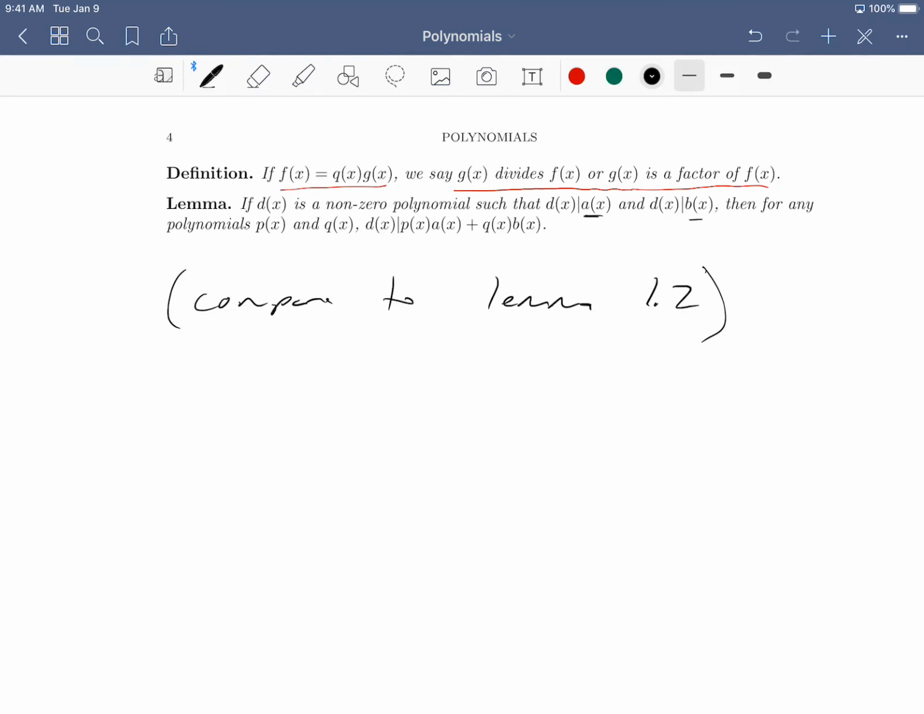I'm going to have you prove this for a homework assignment. The proof is going to be pretty similar to lemma 1.2, and you can look at that proof if you want. It should be a pretty quick one to write up.